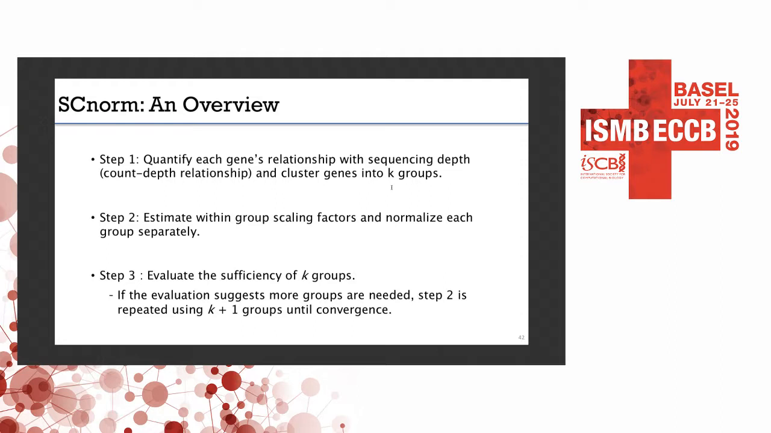Of course, we don't know for a given data set how many groups there should be. If we say there's one group, then that means we're probably working with bulk data. We're assuming that all genes have the same type of relationship. But with single-cell data, we're going to need more than one group, so we'll probably have to do four or five. And so we'll evaluate the sufficiency of k number of groups iteratively in this process.